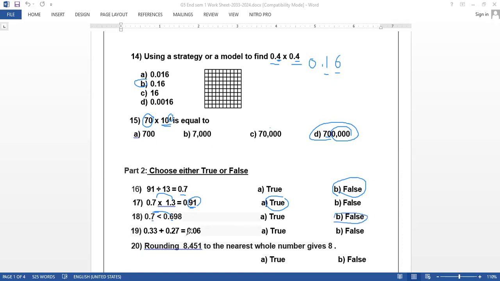0.33 plus 0.27 equals 0.06. Of course, it's wrong because it will be 0.60, not 0.6.